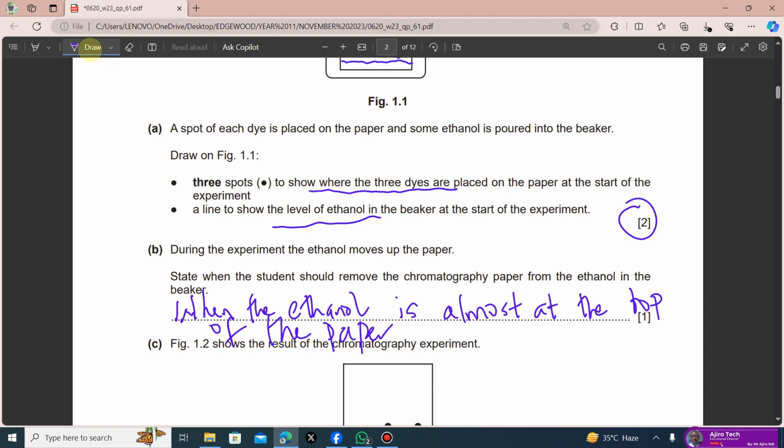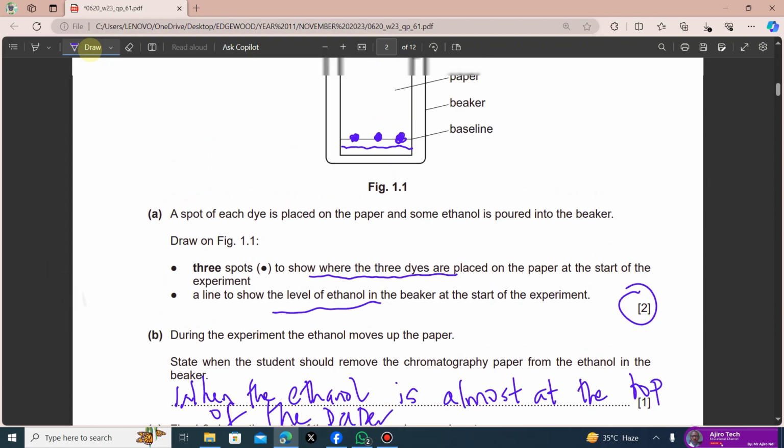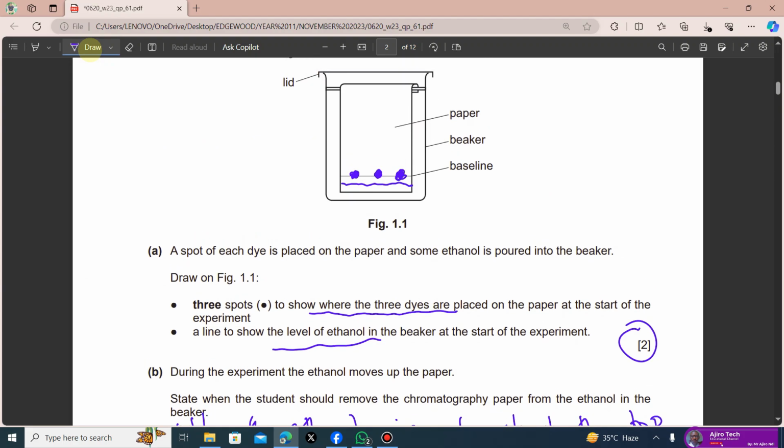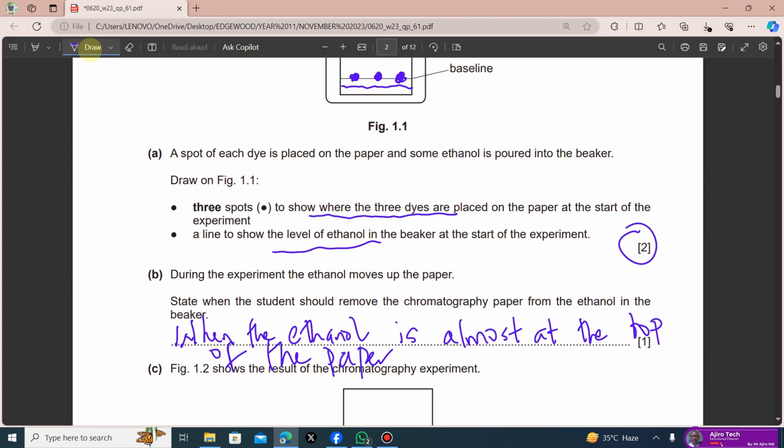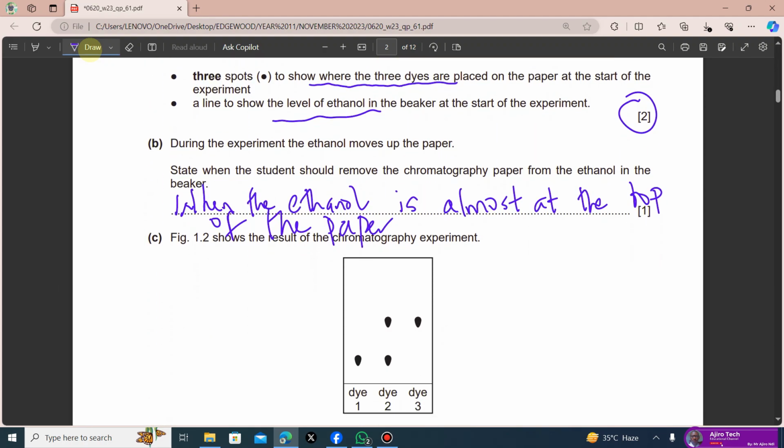And why should we allow this to happen? So that you can have a proper separation. You have to allow the ethanol to properly dissolve the spots and get to almost the top of the paper, where all the components have separated, before you remove the chromatography paper. So that's the principle behind it.